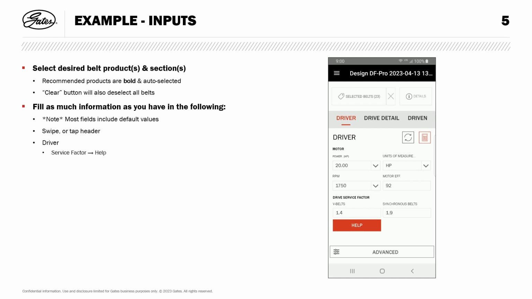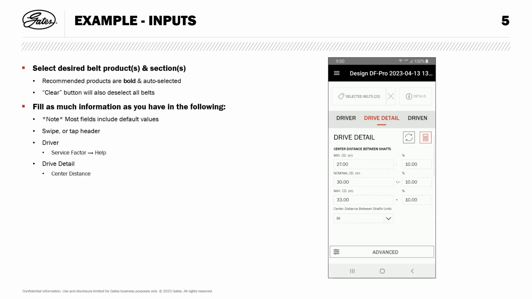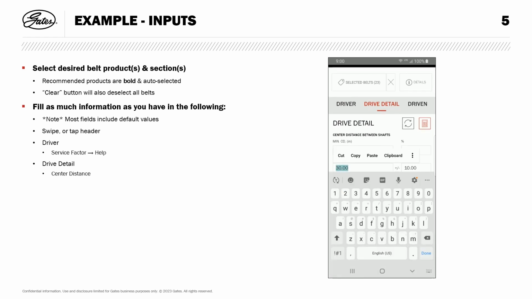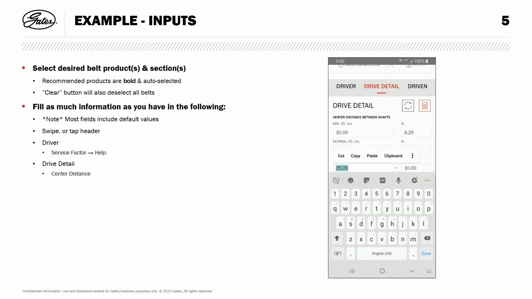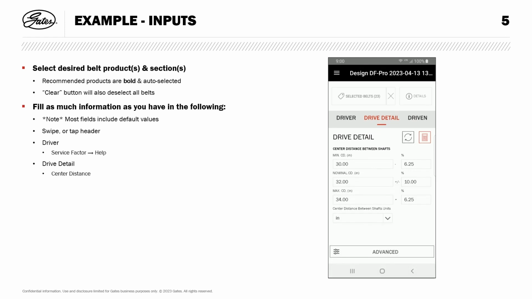Note that on the PC version of GDP, you can see the full table behind this help tool. And we can see the V-belt and sync belt service factor values have been updated. I'll swipe over to the Drive Detail tab and enter the customer's center distance of 32 inches, as well as their tolerance of plus or minus 2 inches. Note here that I'll enter the bounds of the tolerance. If applicable, you can enter your tolerance as a percentage after the nominal value.